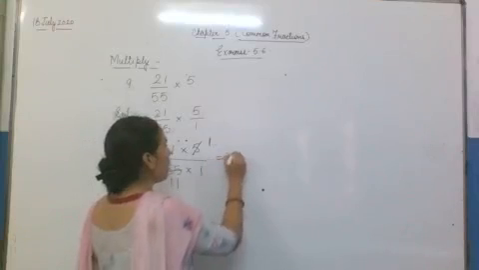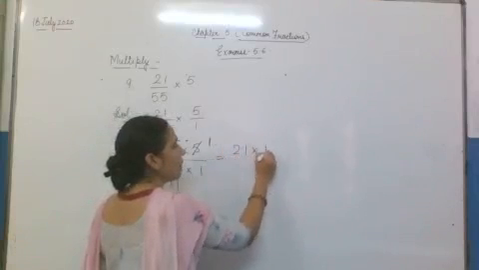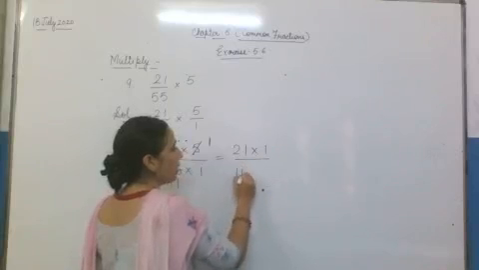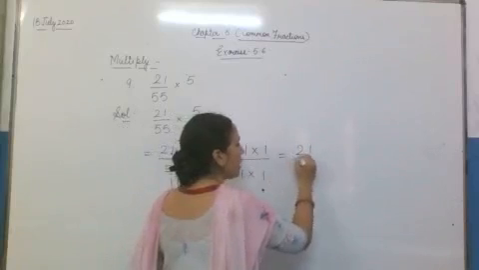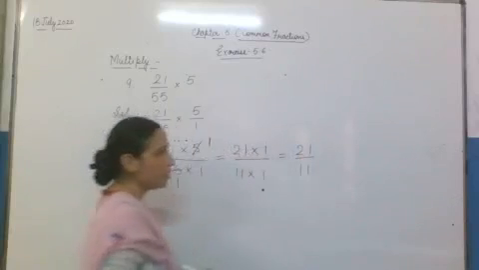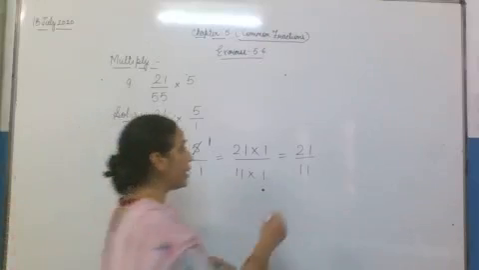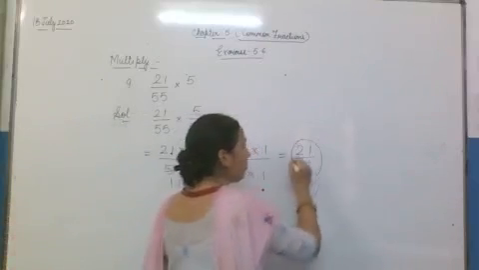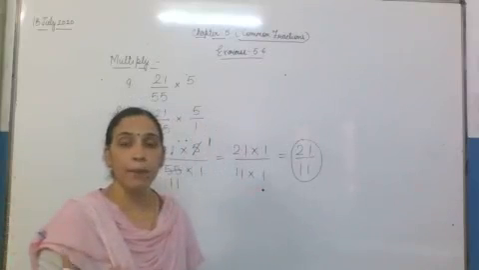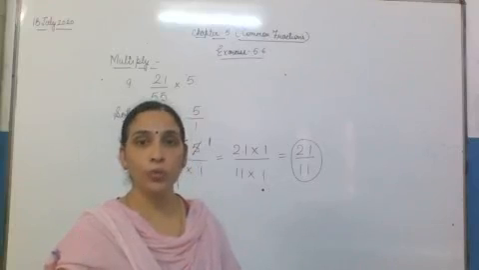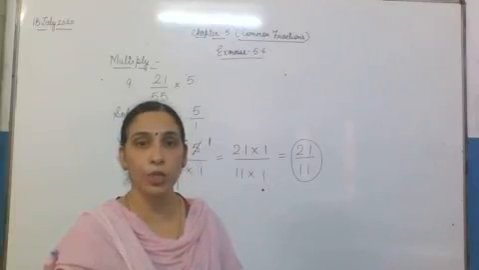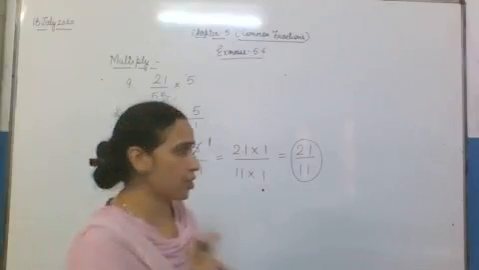Now what is left? 21 will be multiplied by 1 and below, 11 will be multiplied by 1. So you got 21 by 11. Now 21 by 11 is an example of which kind of fraction? Improper fraction. So what are you going to do? You are going to do division to change it into a mixed fraction.